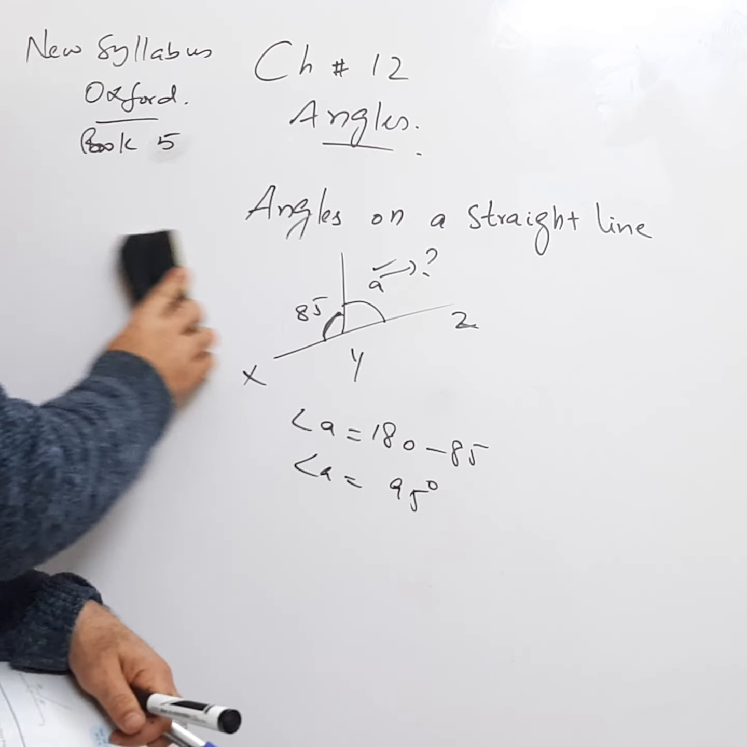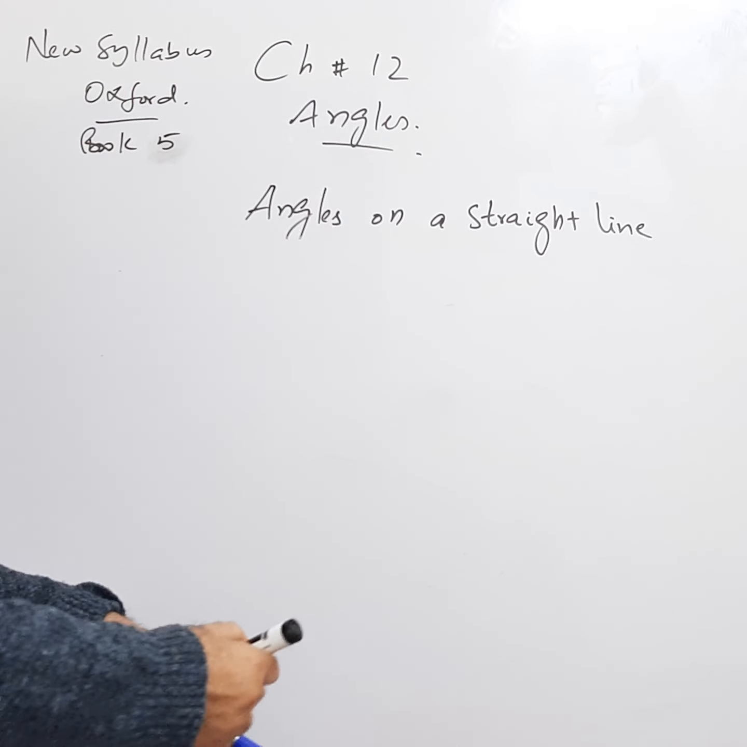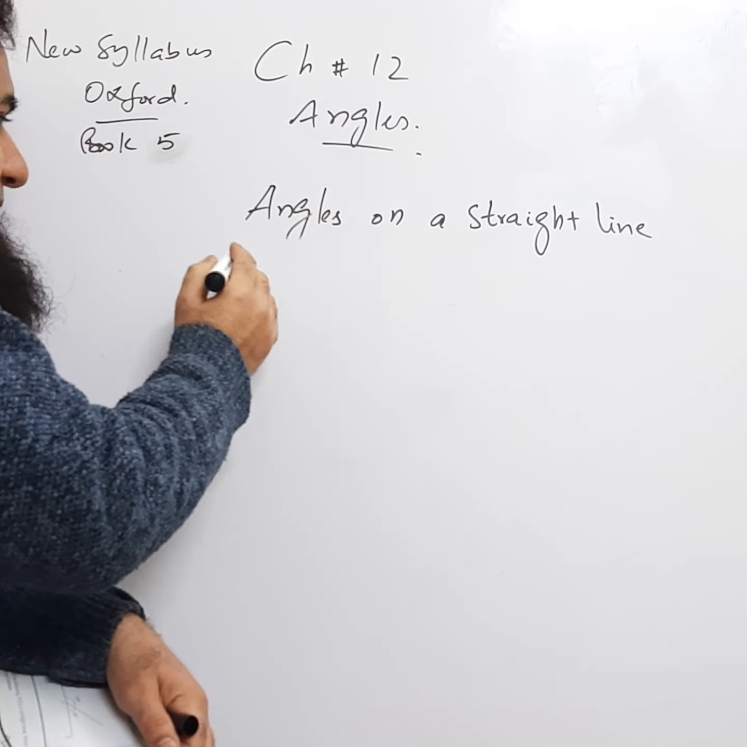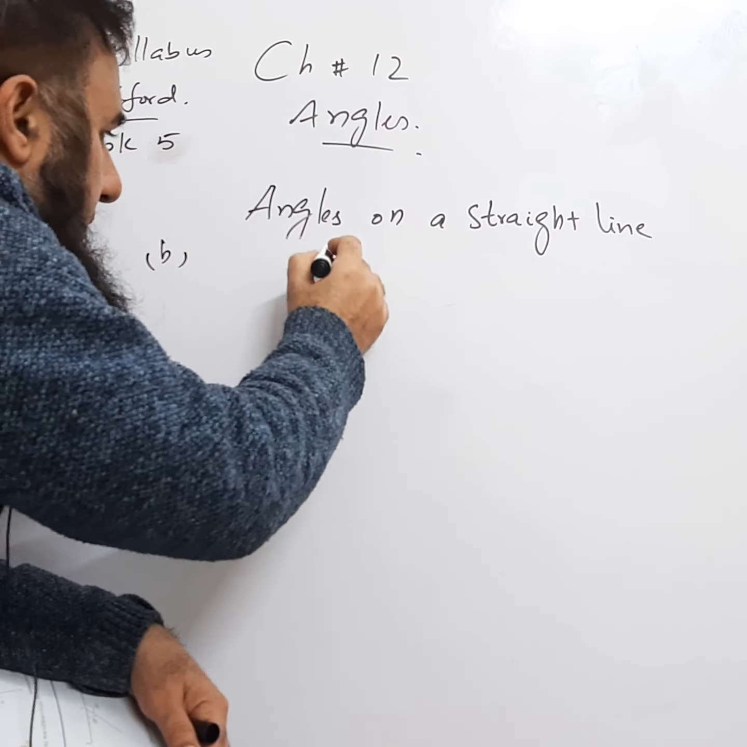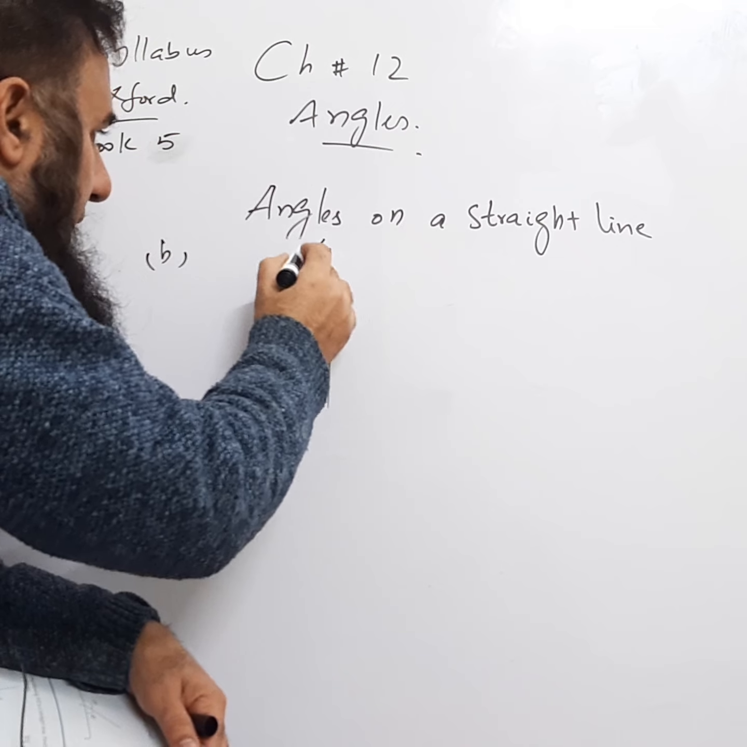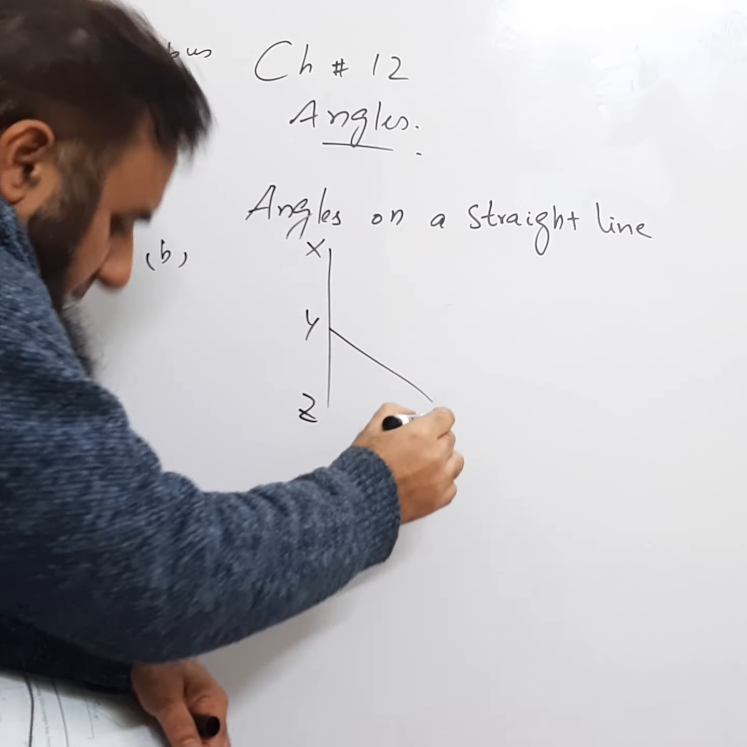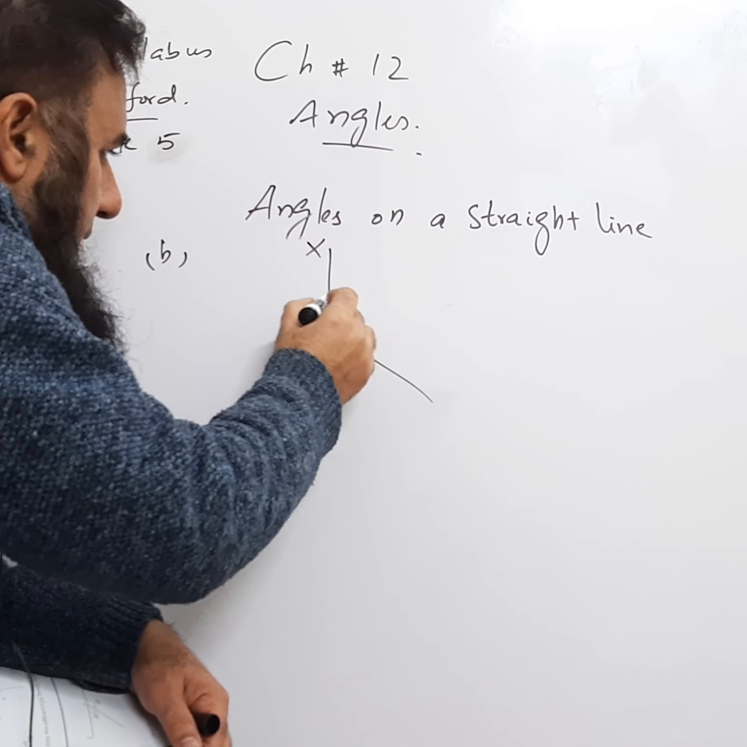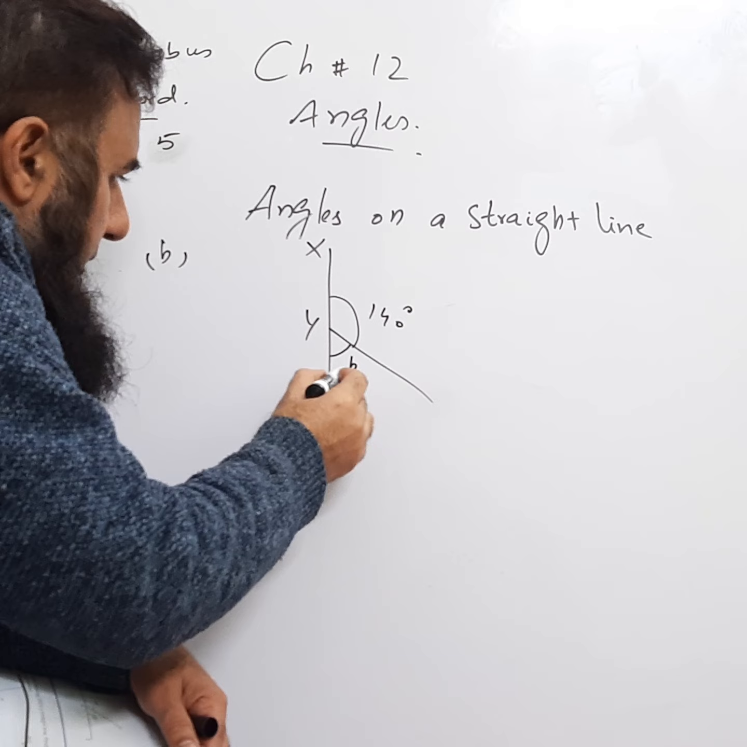Then part B. We are now quick because we have learned the topic angles on a straight line. We know how to solve. Okay. B is, this is the line XYZ, and here it is. This is 140, and this is B.